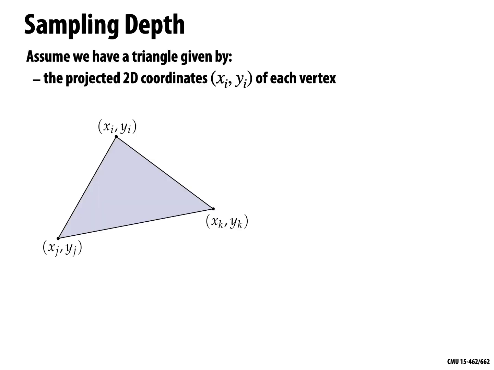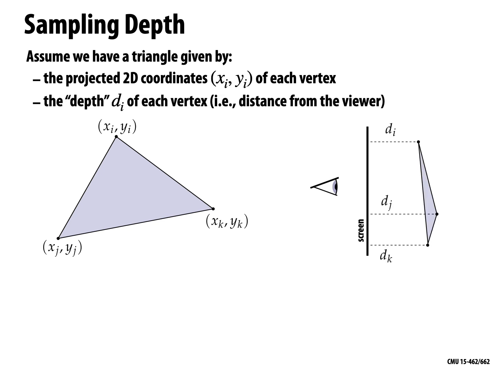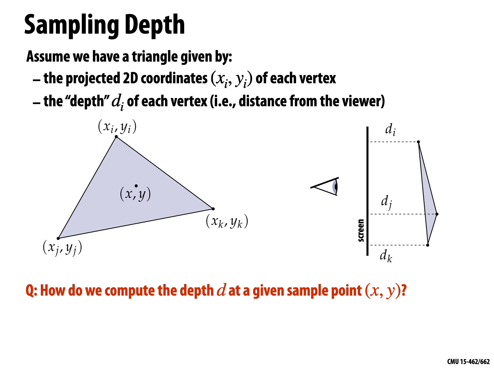So let's start out and assume that we have a triangle given by the projected 2D coordinates of each vertex. Right? So we've already done our perspective projection. But we've also kept track of, for each vertex, what is the depth, what is the distance of each vertex from the viewer. Okay? And the first question we have to answer is, how do we compute the depth d at any given sample point x, y? So if we only know at the beginning the depths at the three corners, x_i, y_i, x_j, y_j, and x_k, y_k, how do we get a depth somewhere in the middle of the triangle?